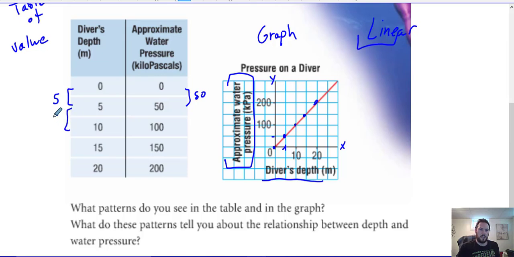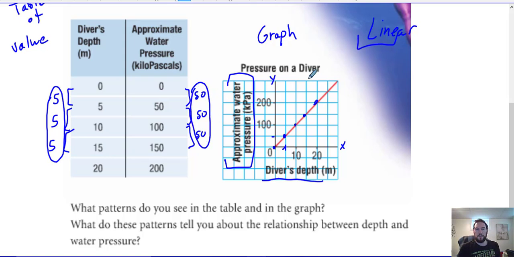Then from 5 to 10 is another 5 meters, and from 50 to 100 is another 50 kilopascals. Then from 10 to 15 is another 5, and from 100 to 150 is another 50. We notice that we have this constant rate of change, where as these numbers change by some constant amount, in this case 5, these numbers over here also change by a constant amount, in this case 50. So there are really 2 ways to recognize these linear relations, or 3 if we're thinking about the equation.